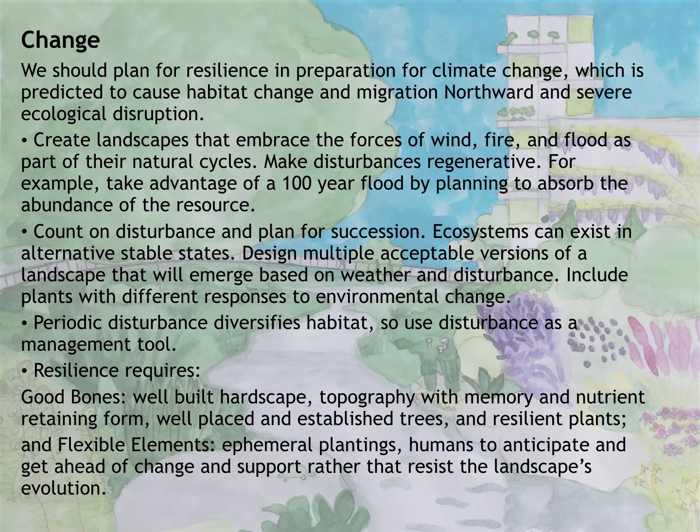Ecosystems can exist in alternative stable states. Design multiple acceptable versions of a landscape that will emerge based on weather and disturbance. Include plants with different responses to environmental change. Periodic disturbance diversifies habitat, so use disturbance as a management tool.